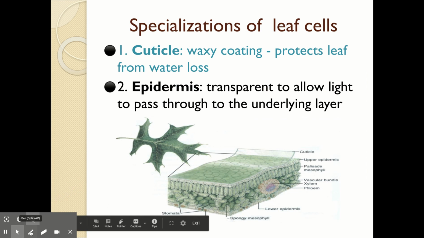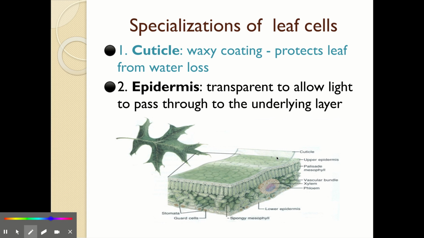So if we look at the leaf in detail, the first part we're going to look at is the cuticle. So this is like a little waxy, almost looks like plastic wrap on top of the leaf. It is the waxy coating. We often notice it looks shiny if you look at a leaf closely. Its job is to protect the leaf from water loss. Now underneath that is the epidermis. It is transparent, and the reason it's transparent is to allow light to pass through to the underlying layer, which collects our sunlight for photosynthesis to occur.